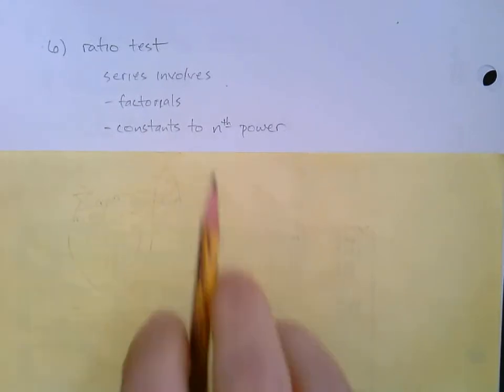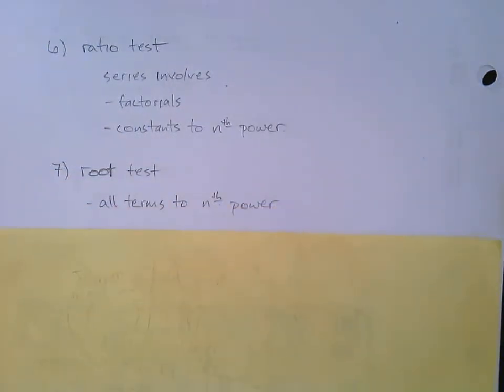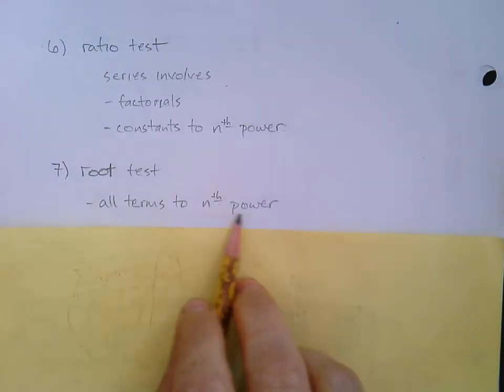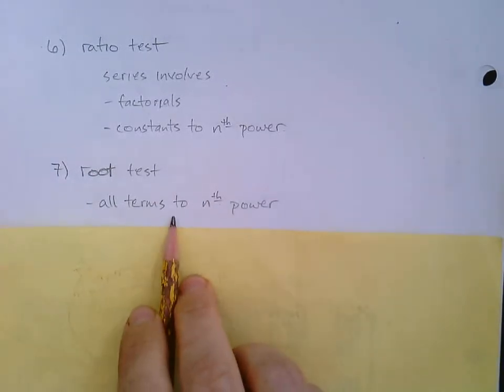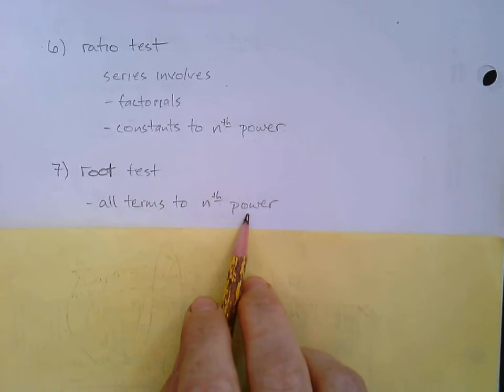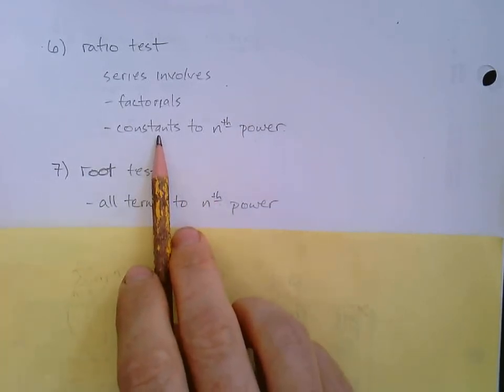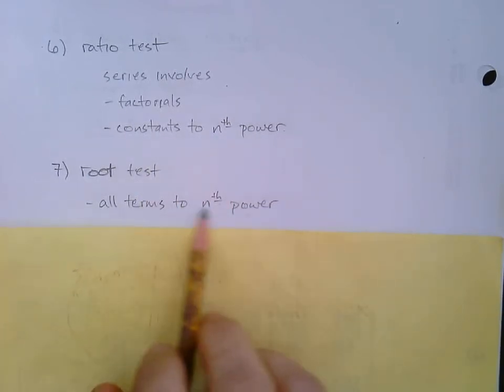Speaking of the nth power, there's also the root test. So we'll put this at number 7. Okay, the big difference in a root test, it's everything is to the nth power. All of the terms are to the nth power. It's not just some of the elements are to the nth power. Everything's to the nth power.